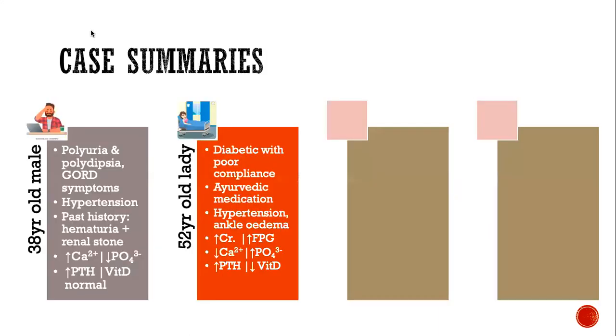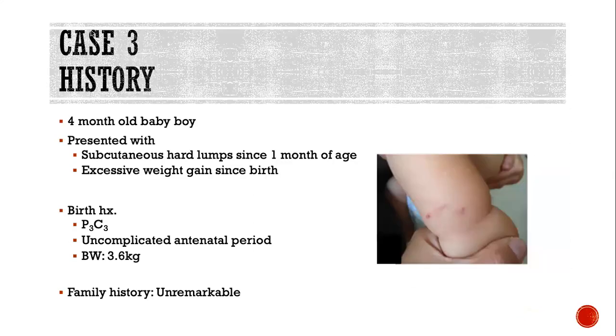and anemia. In summary, she's a 52-year-old lady, known patient with diabetes and poor compliance, who has been on Ayurvedic medication, presented with hypertension and ankle edema. Her serum creatinine and fasting blood sugar were very high and had low calcium, high phosphate, high PTH, and low vitamin D levels. The third case is on a 4-month-old baby boy.